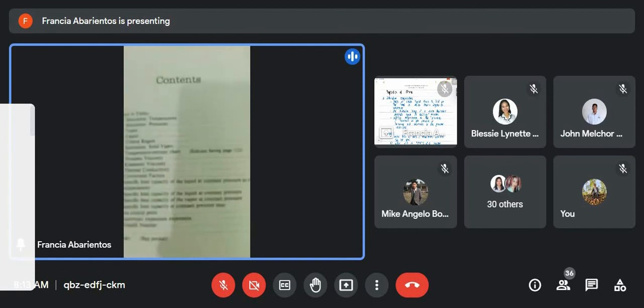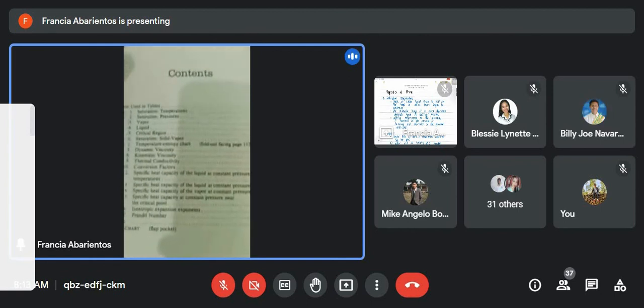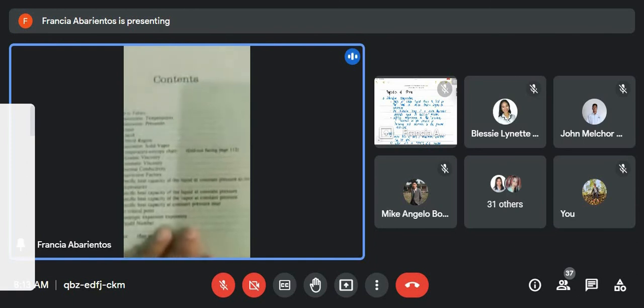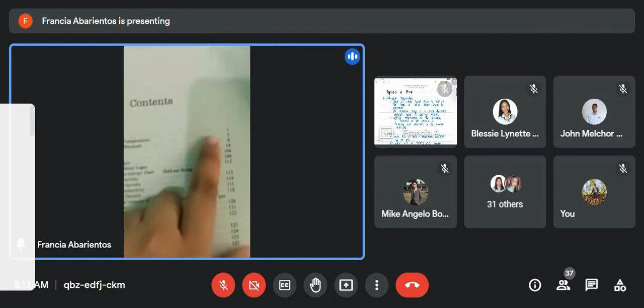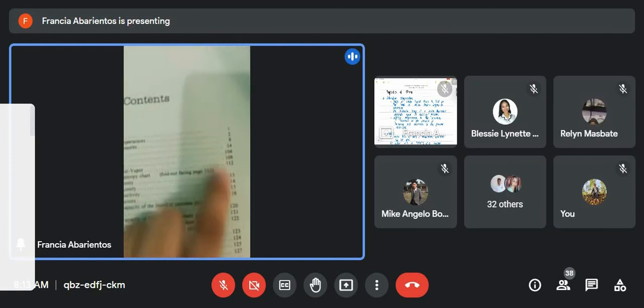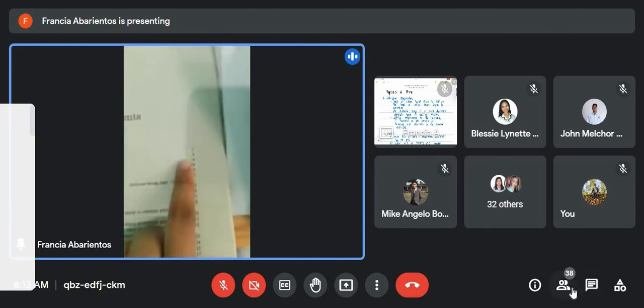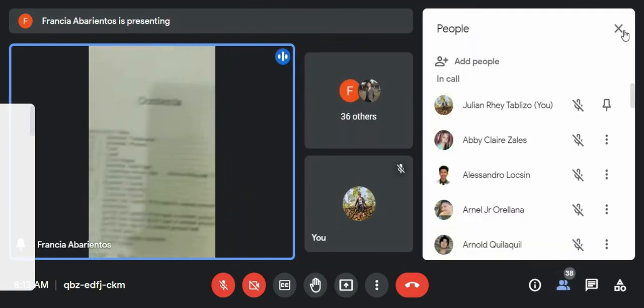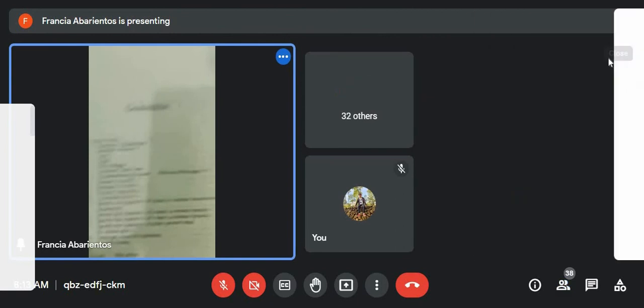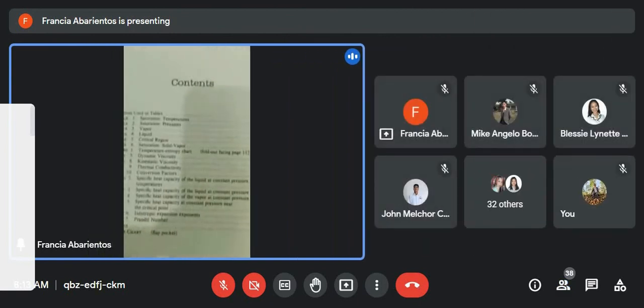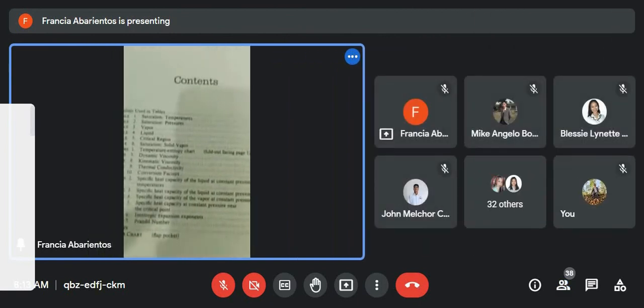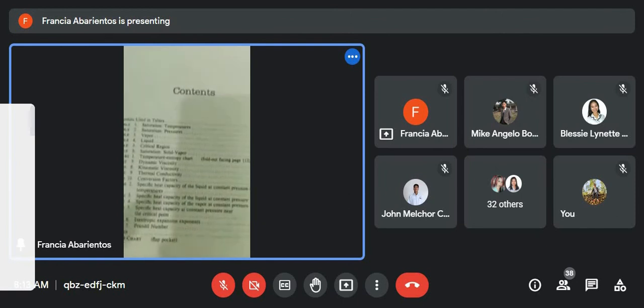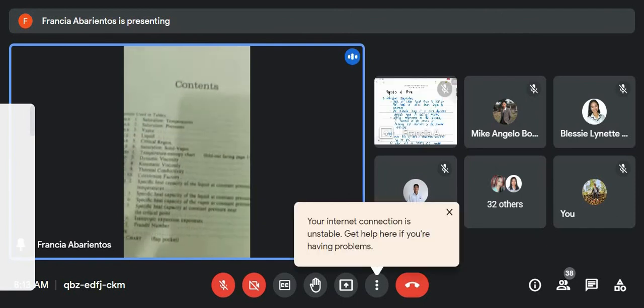So, sa contents natin, class, we have table 1, table 2, table 3, and 4. Makikita ninyo, you have the different saturation temperature. We have that in page 2. And the different saturation pressure. Wait lang, class, hindi ko napipin.